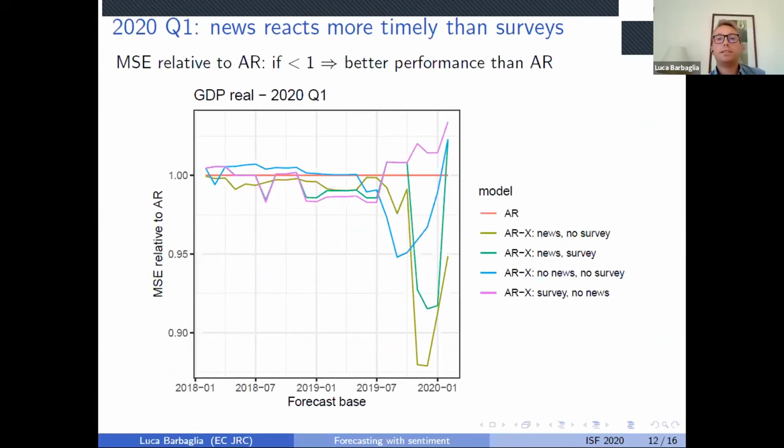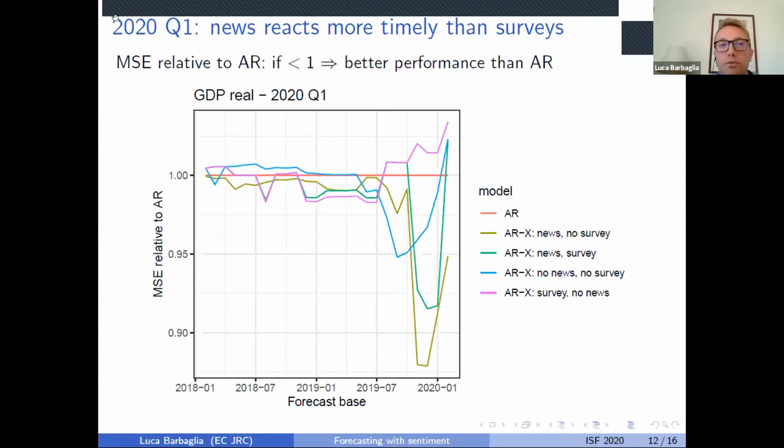So let's see some results. Here we have the results of the different models of the autoregressive exogenous model relative to the AR benchmark. I'm reporting the mean squared error of the different models that you see here in the legend relative to the AR, the red line here at 1. So if you are below 1, the model is doing better than the AR benchmark.